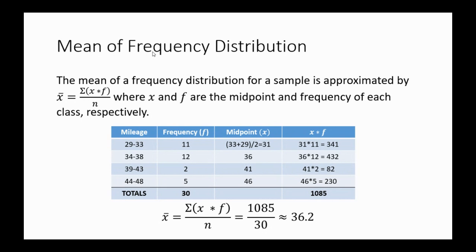So that's x times f. We do that for all of our classes and add them up. So in our case, we got 1,085. Well, as with any average, once you add them all up, you have to divide by how many you have. We have 30. So 1,085 divided by 30, that would get you approximately 36.2 miles per gallon for the whole average.